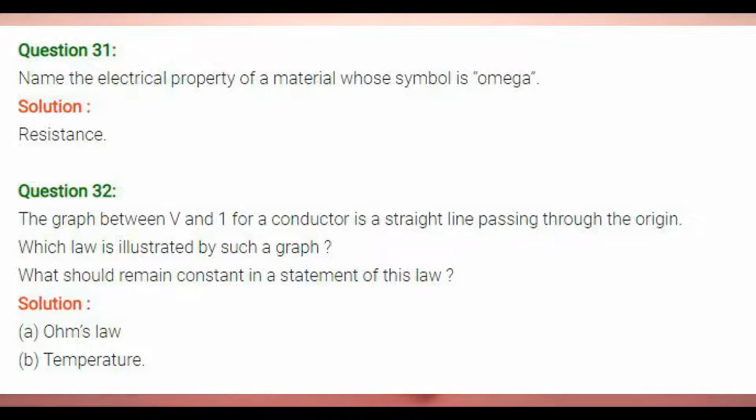Question 32. The graph between V and I for a conductor is a straight line passing through the origin. Which law is illustrated by such a graph? What should remain constant in a statement of this law? Solution: A. Ohm's law. B. Temperature.